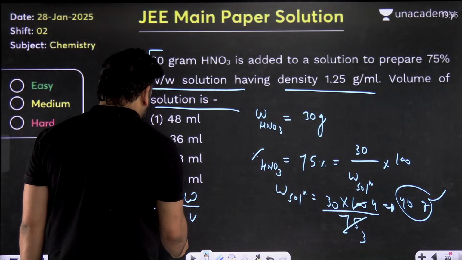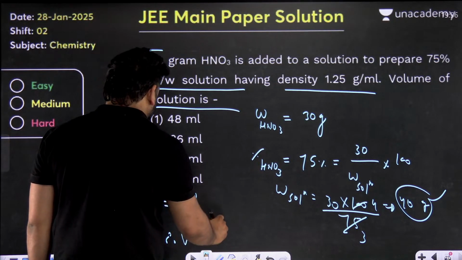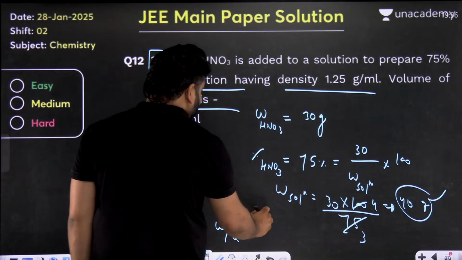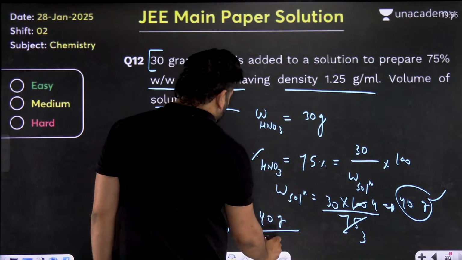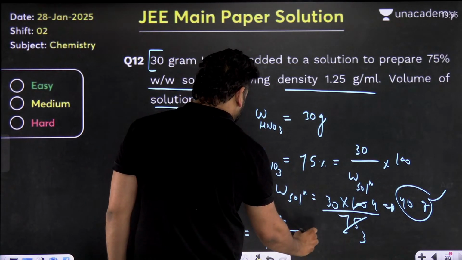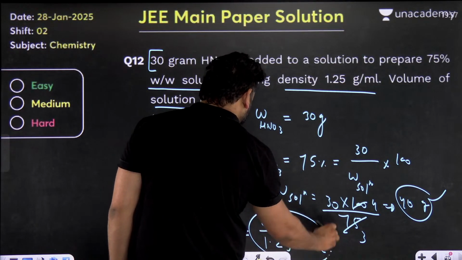So you can find out the volume is equal to mass upon density. How much is the mass? We got 40 gram, divided by how much is the density? Density is mentioned as 1.25. You guys can solve this question. You'll be getting your answer in ml.